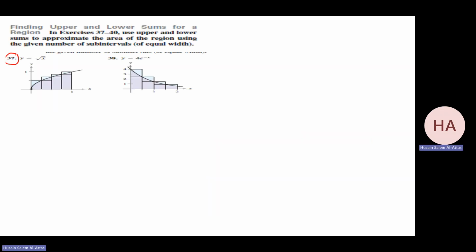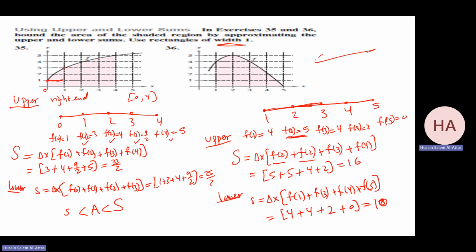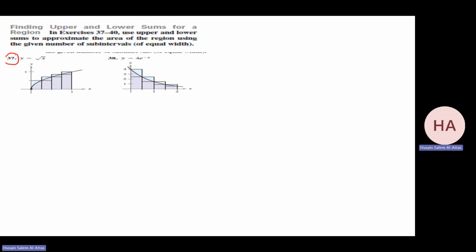Okay. No need for this space. Now square root of x. This is easy, because either it's going up or it's going down. But that one was tricky a little bit, especially this one, because it is increasing and decreasing. Now upper and lower sum for this region. Let me do it quickly. Yeah, 37.